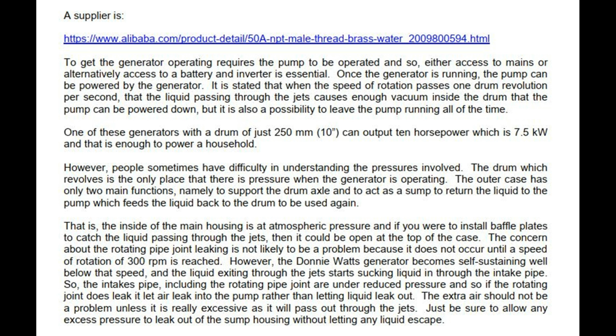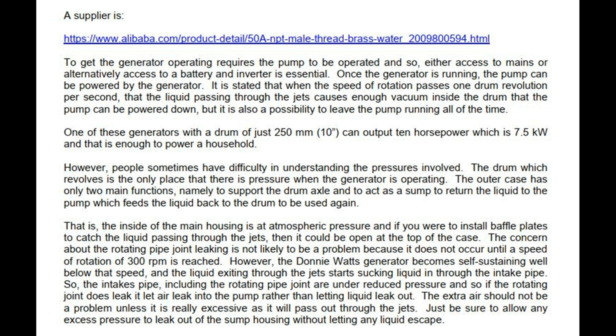That is, the inside of the main housing is at atmospheric pressure, and if you were to install baffle plates to catch the liquid passing through the jets, then it could be open at the top of the case. The concern about the rotating pipe joint leaking is not likely to be a problem because it does not occur until a speed of rotation of 300 RPM is reached. However, the Donny Watts generator becomes self-sustaining well below that speed, and the liquid exiting through the jet starts sucking liquid in through the intake pipe.